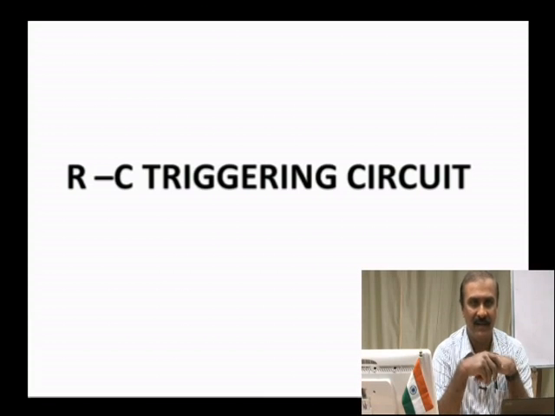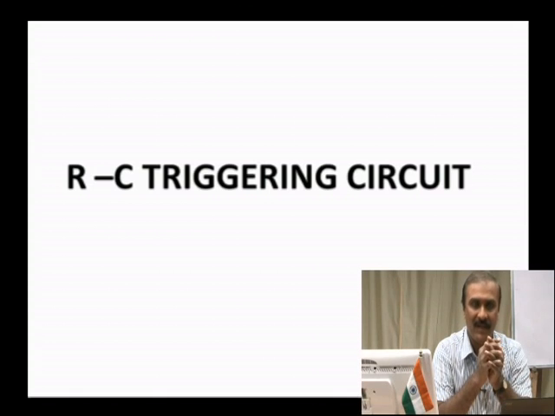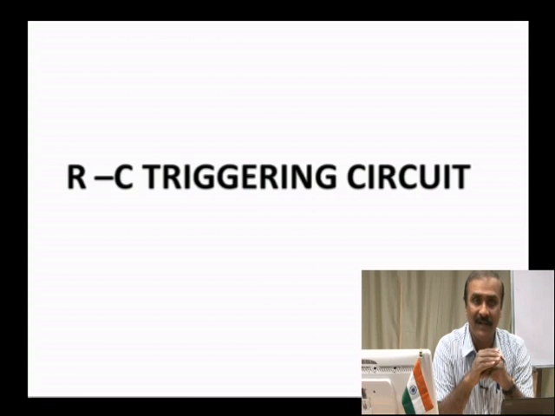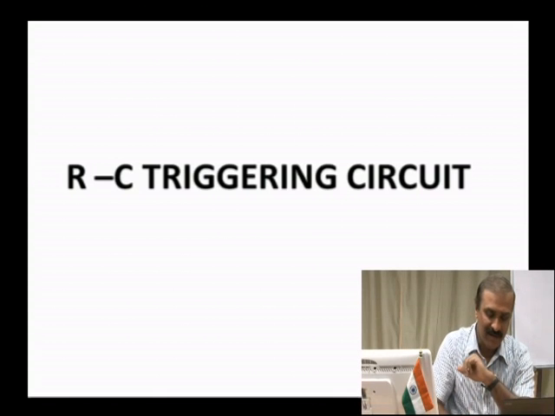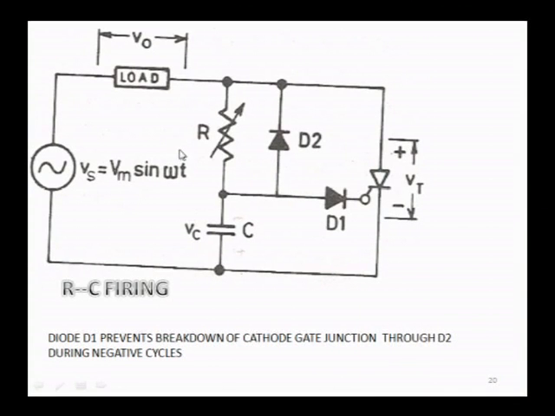When you connect resistance and capacitance, it is a timing device we can say. The product of R into C is time, it is time dependent. The capacitance will charge and discharge, and this charge and discharge time is a product of R into C. So, this RC triggering circuit will increase the firing angle by shifting the voltage levels.